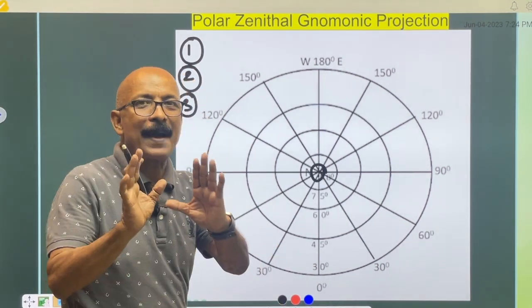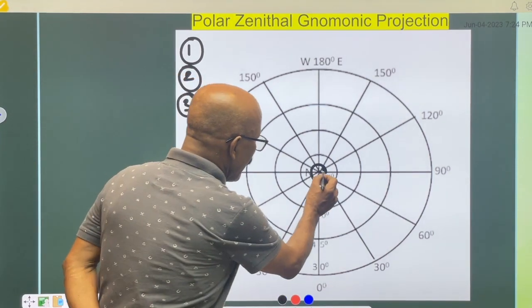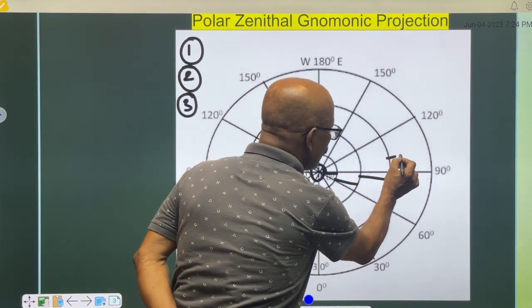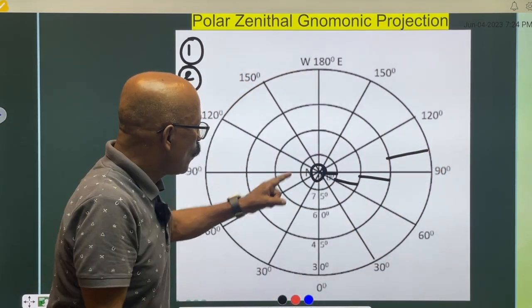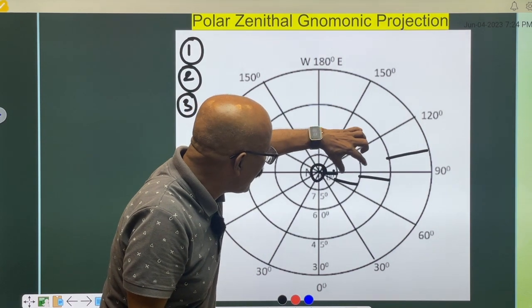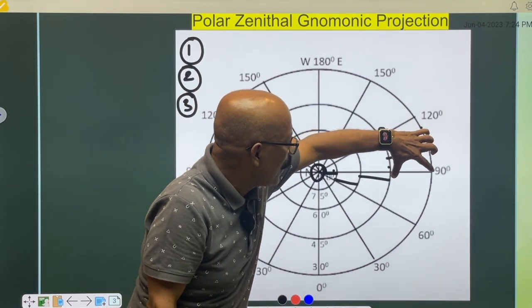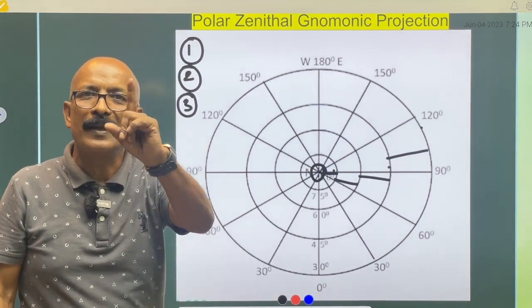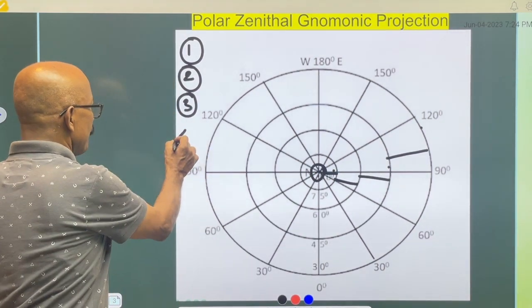Now you see the gap between the parallels. The gap between the parallels basically increases toward the periphery of the projection, as one moves from the center toward the periphery. This is number three. Then number four.